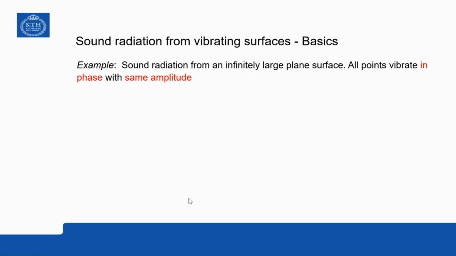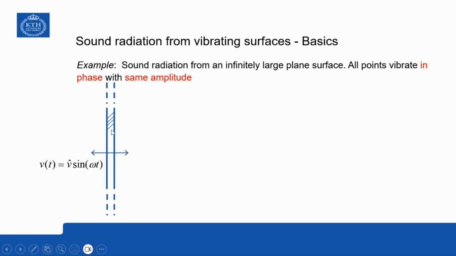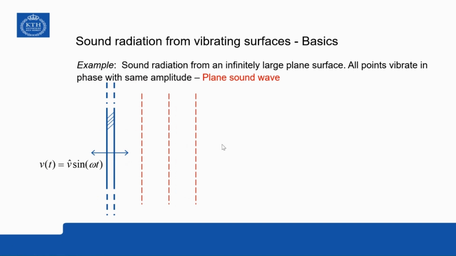So let's start with a simple example. Suppose we have a very large, almost infinite plane surface that vibrates with all points in phase and with the same amplitude. So we have here then the rigid wall that vibrates with a single frequency. So then we will of course get a plane sound wave that radiates from the plane vibrating surface.